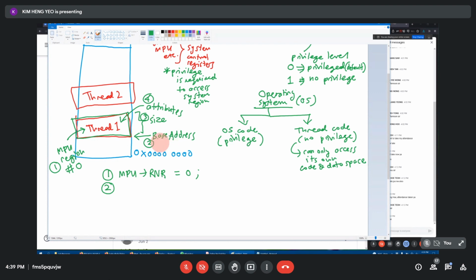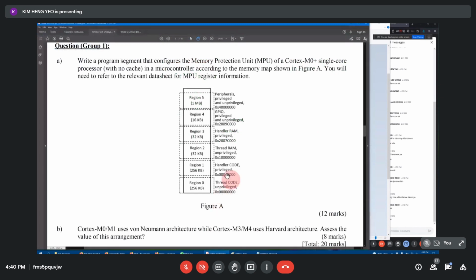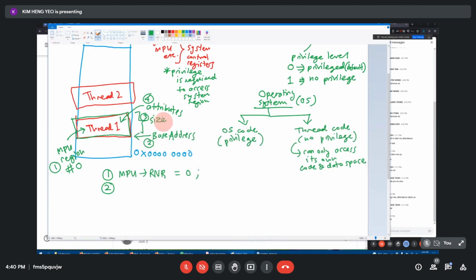Step 2, base address. So what's the base address? Let's say the base address is 40000. Okay, this is the base address. So the MPU region base address register, give it the value 00040000. Done.